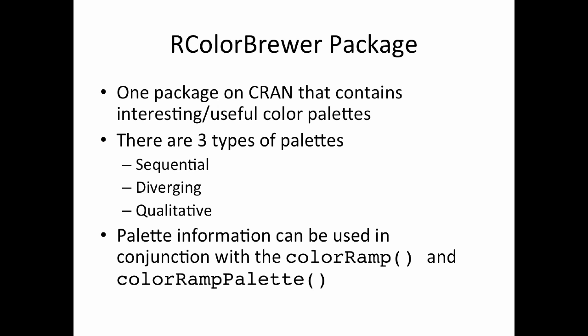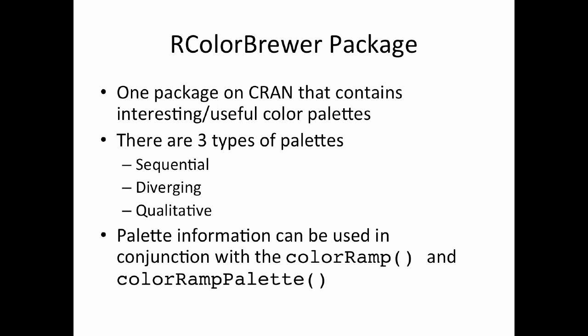The three types of palettes that you can get from the RColorBrewer package are the sequential palettes, the diverging palettes, and the qualitative palettes. The sequential palettes are used for data that are ordered. You can think of this as being used for numerical data or continuous data. It doesn't have to be continuous, but the idea is that the data are ordered from low to high.